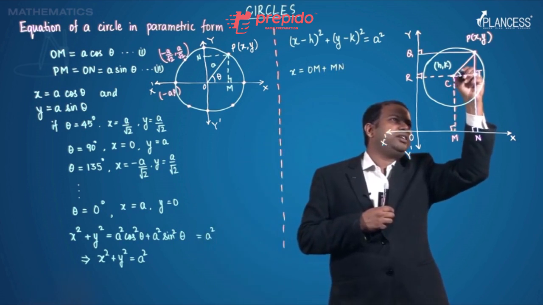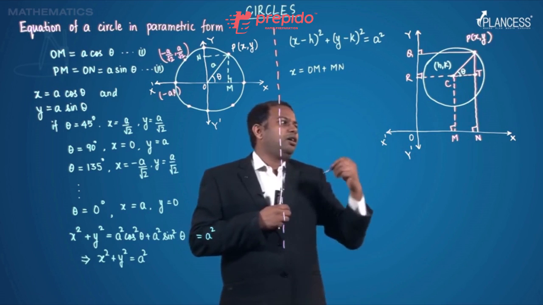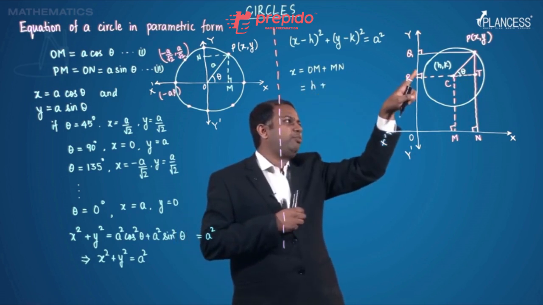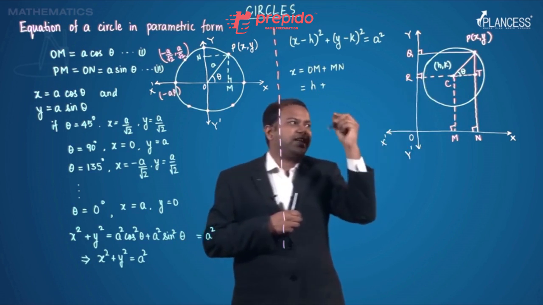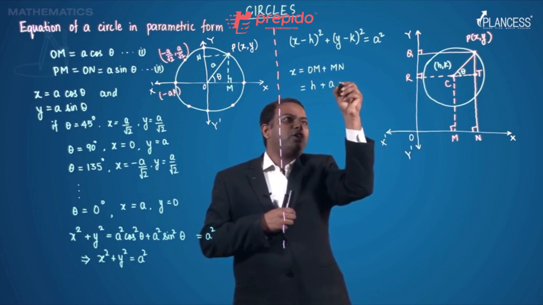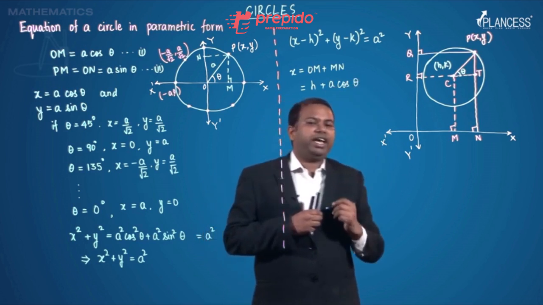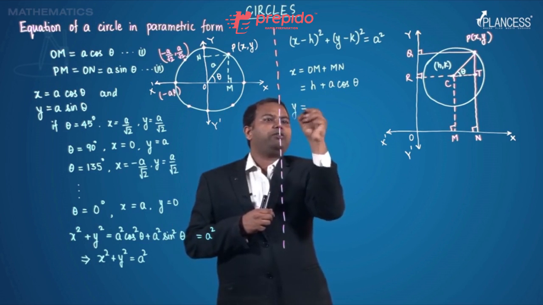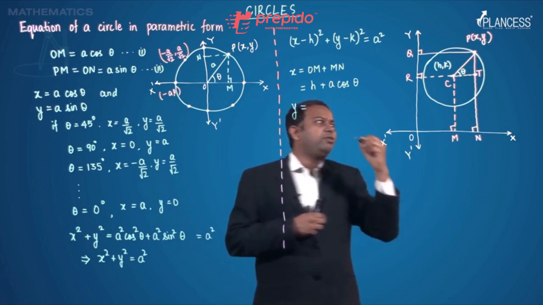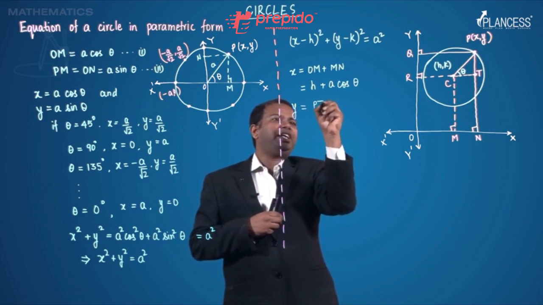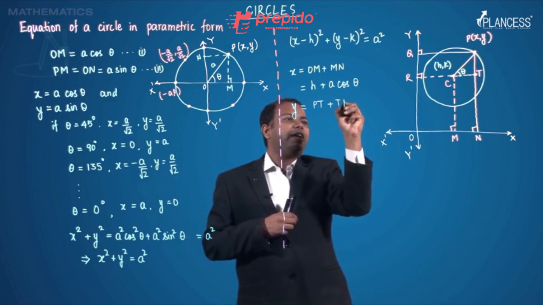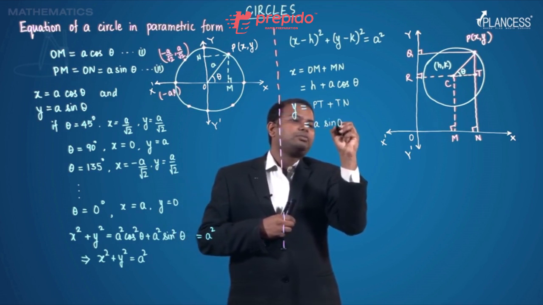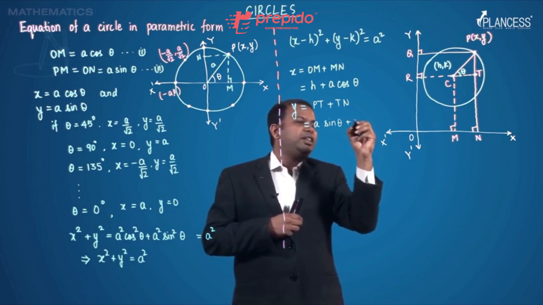And if we consider this angle as theta, OM is h and MN is the projection of CP on the x-axis, which will be a cos theta, where a is the radius of the circle. Similarly, if we want to write y, we can write y as a sum of PT plus TN. PT is a sin theta and TN is nothing but k.